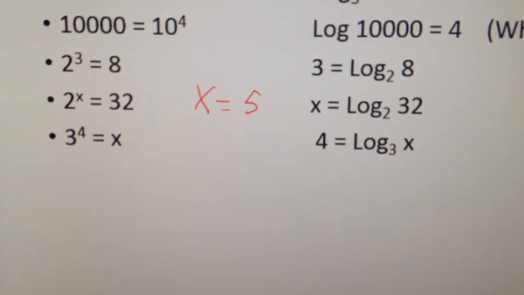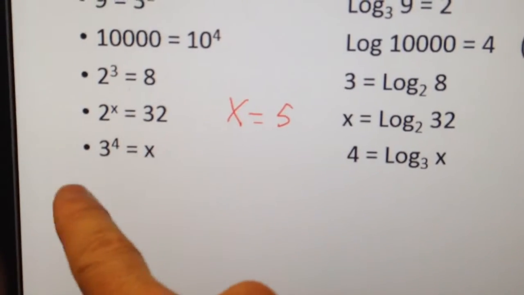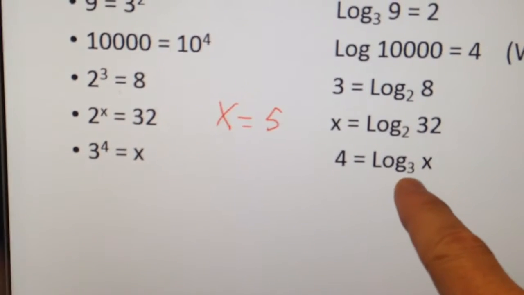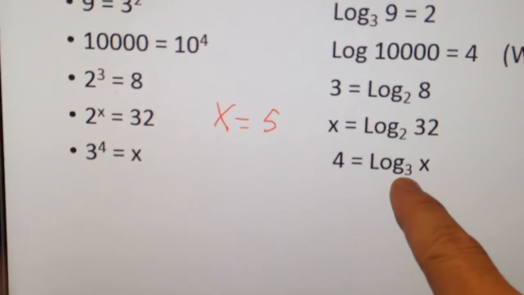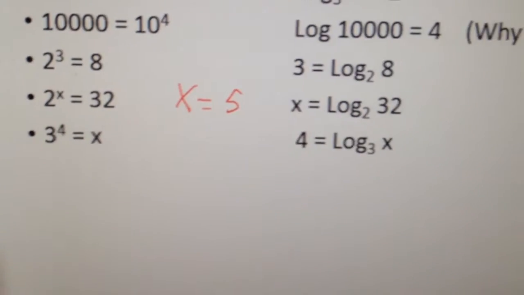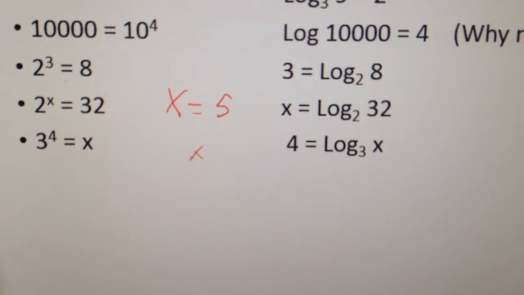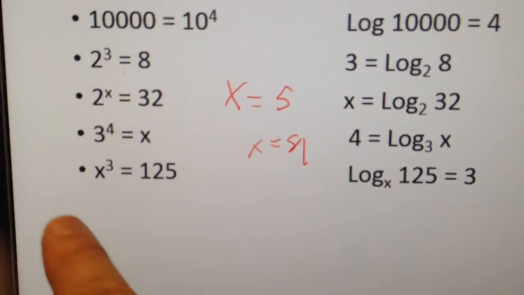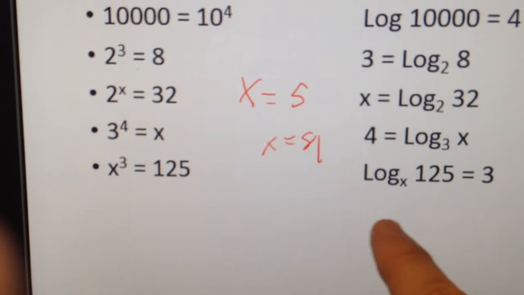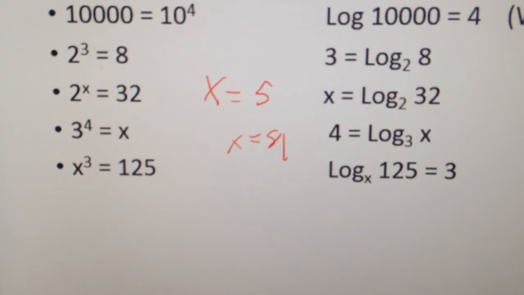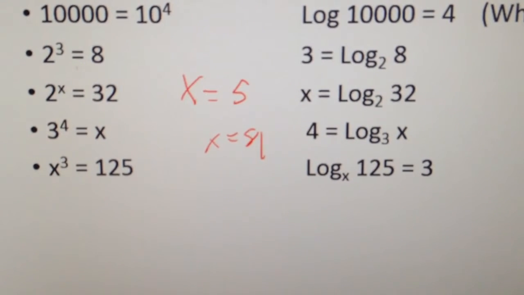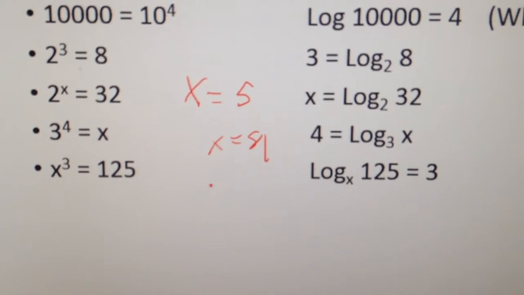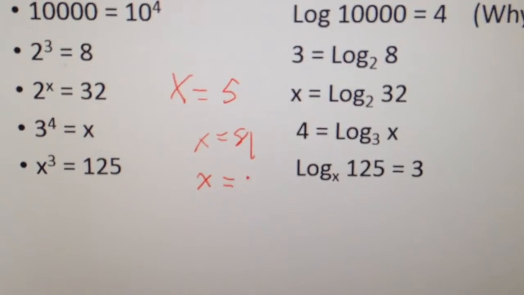The next one, 3 to the 4th equals x. It's one way to ask the question. If I take the log of both sides, I get 4 equals log base 3 of x, so 3 to what power? Well, actually, this is 3 to the 4th power. What number do I have? In this case, my x is 81. And I've got one more here, I think. x to the 3rd is 125. An equivalent way to write that, if I take the log base x of both sides, is this. It's saying some number to the 3rd power is 125. And this one, hopefully you recognize, is also going to be 5.